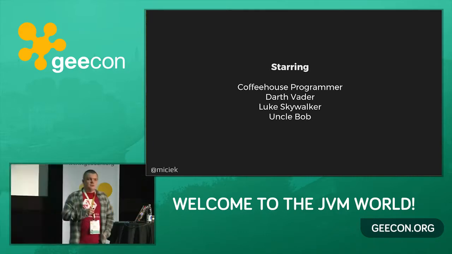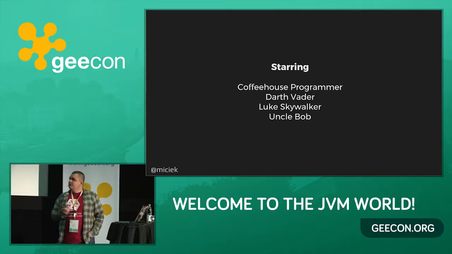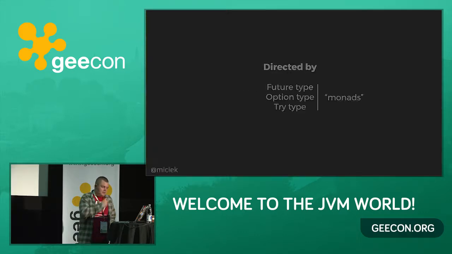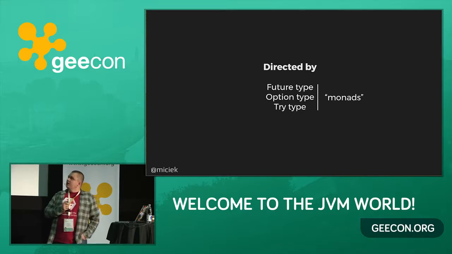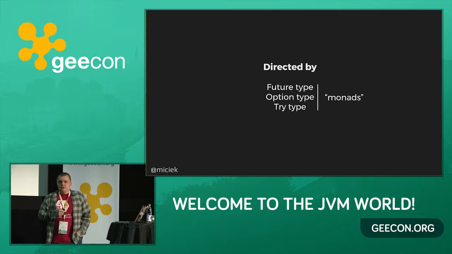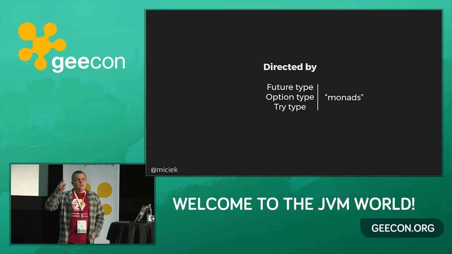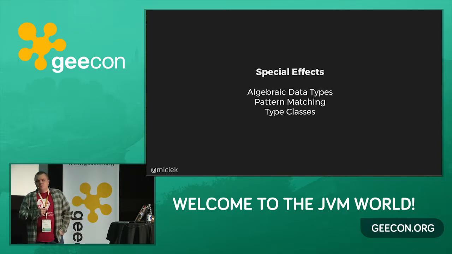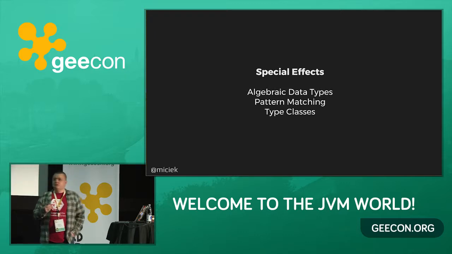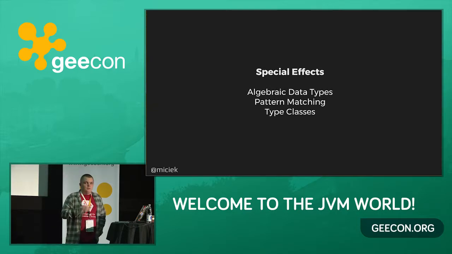This was Pragmatist Guide to Functional Geekery, starring Coffeehouse programmer Darth Vader, Luke Skywalker, and Uncle Bob as guest star, and directed by future type, which models values available in the future, option type, which models values that may or may not be there, and try type, which models computation that may fail. And all of them can be treated as monads because they have flat map operation. Special effects, ADTs, algebraic data types, they help us model more complex reality, and pattern matching helps us deal with ADTs more conveniently, and type classes help us decouple concerns in our code.